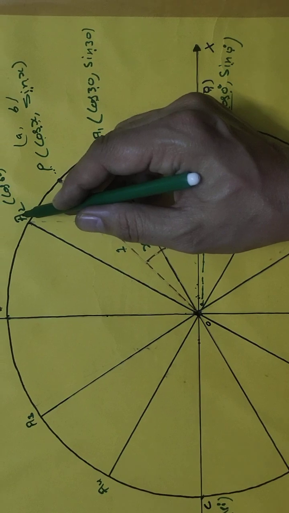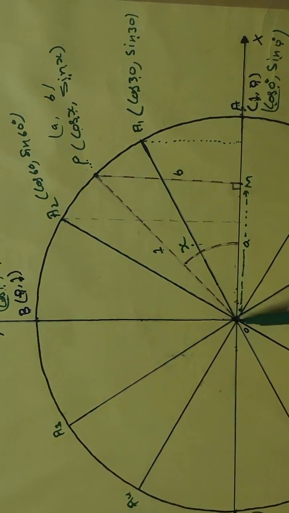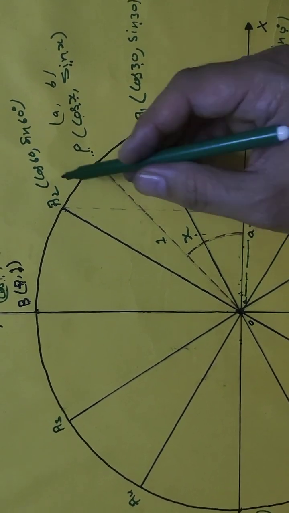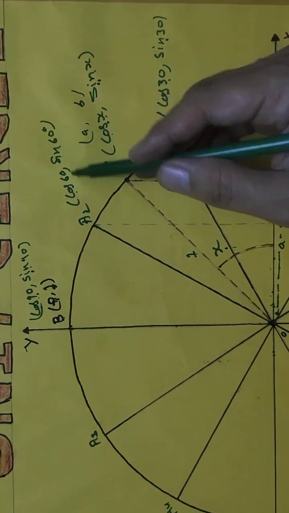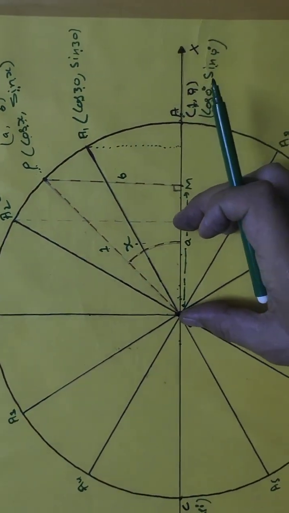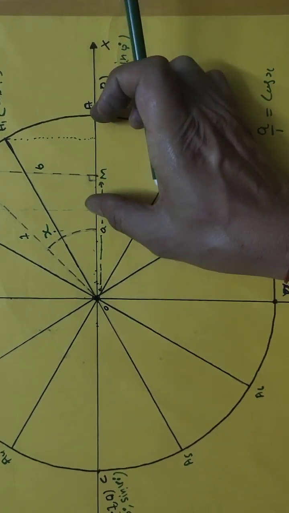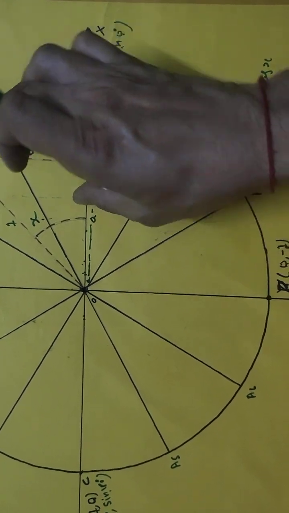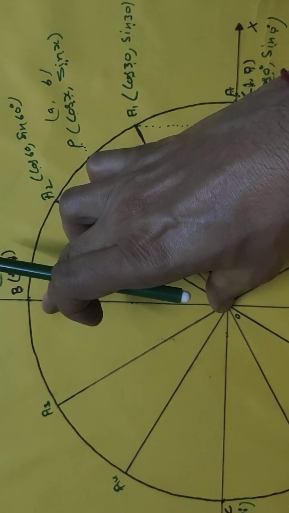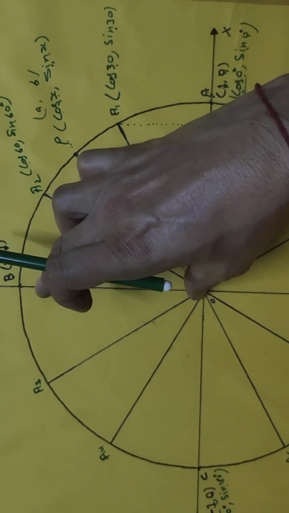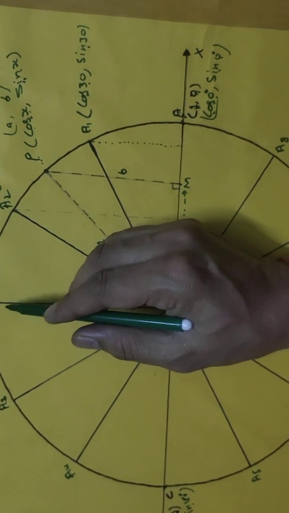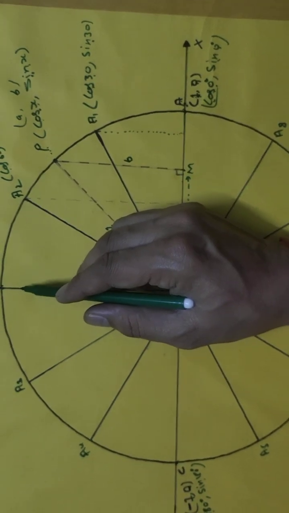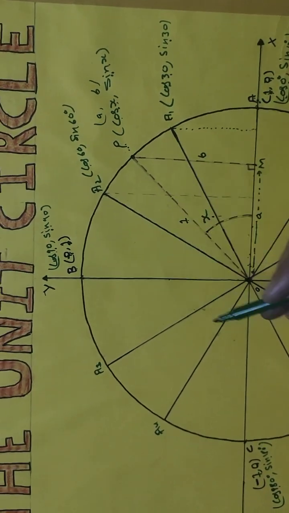In the same way, if you see A2, OA2 makes 60 degree angle with x-axis. So that is why we have written cos 60 and sin 60. Again, cos 60 means horizontal distance. So horizontal distance is again half of this. So it means cos 60 is 1 by 2. And in the same way, for sin 60, you can measure this distance. Clear? Accordingly, this comes out to be root 3 by 2. If you see from this model, this value comes out to be almost 0.8.